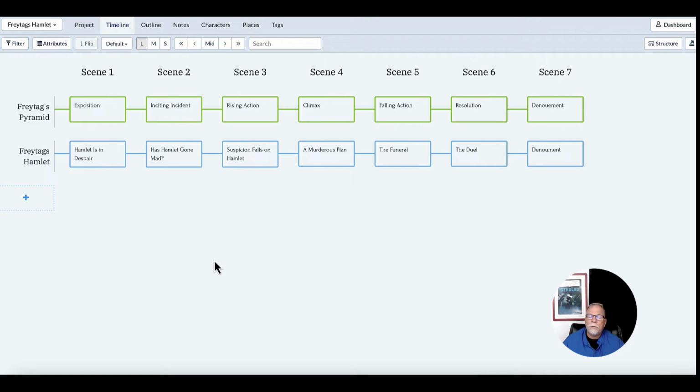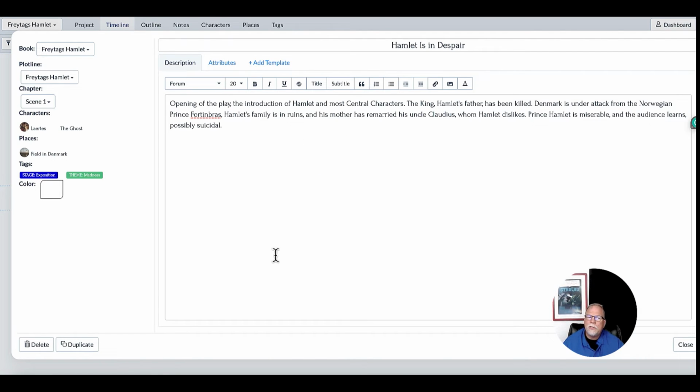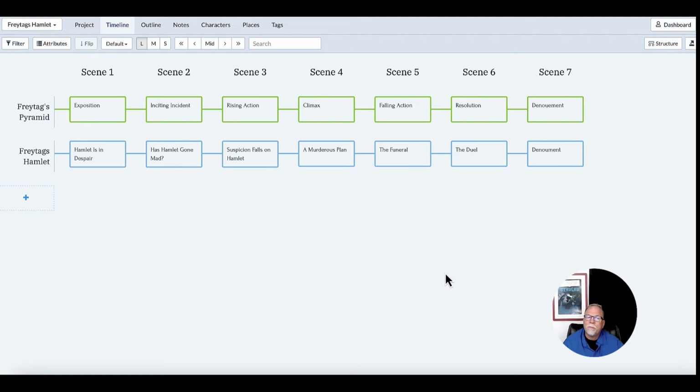In Hamlet, we're going to start with the exposition. And in Hamlet, this is when we see that Hamlet is very much in despair. This is the opening of the play, which is the introduction of Hamlet and most of the central characters. The king, Hamlet's father, has been killed. Denmark is under attack. Hamlet's family is in ruins. His mother's remarried his uncle Claudius, who he really doesn't like, and he is miserable. And the audience learns that he's also potentially suicidal.